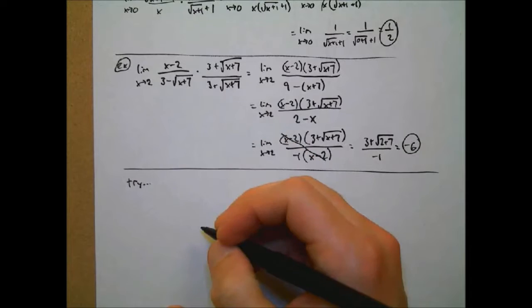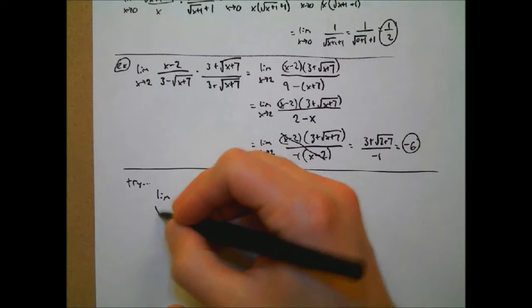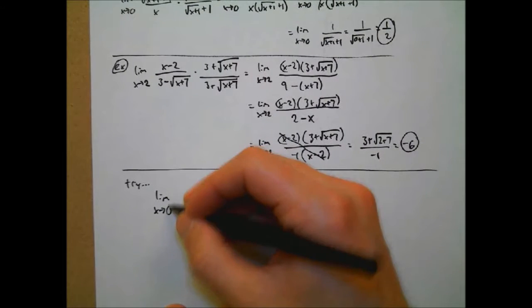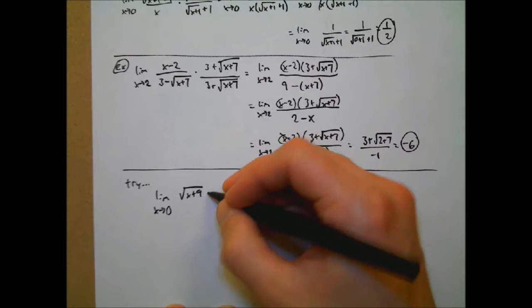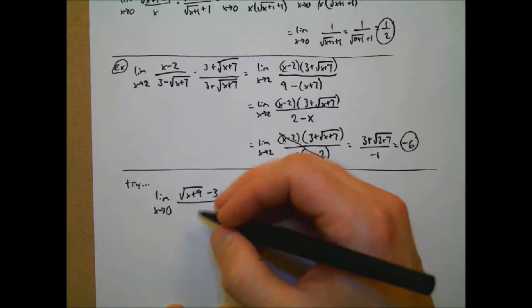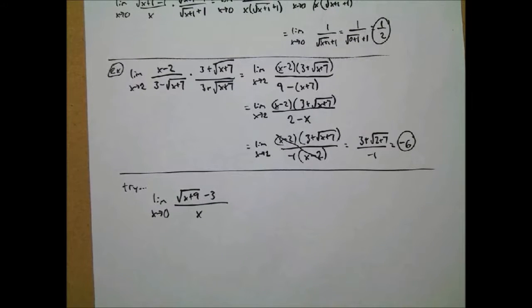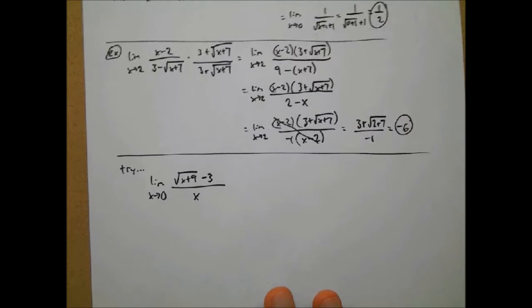So, limit as x approaches 0 of the square root of x plus 9 minus 3 all over x. Go ahead and give that one a shot. I'll leave up the second one there too for you to look at. And I'll come around and help as necessary here.